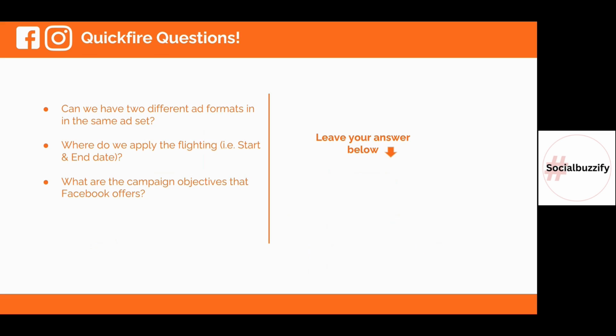Now it's time for quick fire questions. I have listed three questions here as usual, and I want you to participate. You can put your answers in the comment box. The first question is, can we have two different ad formats in the same ad set? The second question is, where do we apply the flighting, that is start and end date? And the third question is, what are the campaign objectives that Facebook offers?